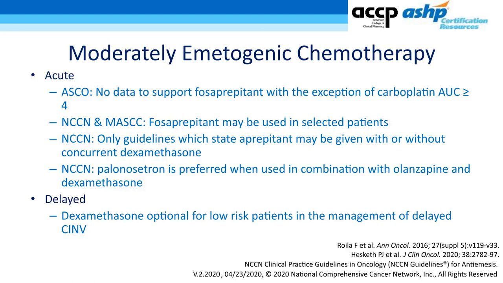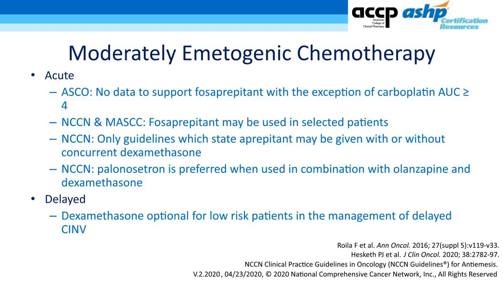NCCN and MASCC do say that fosaprepitant may be used in select patients. As well, NCCN is the only guideline which states aprepitant may be given with or without concurrent dexamethasone. As you'll note, with many of our immunotherapies and avoidance of steroids, this has become highly debated, what to do for emetogenic management. NCCN also is the only guideline that lists palonosetron as preferred when given in combination with olanzapine and dexamethasone.